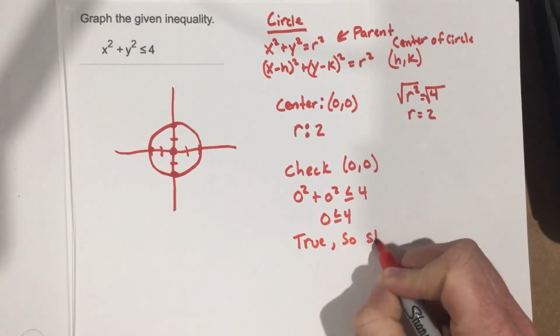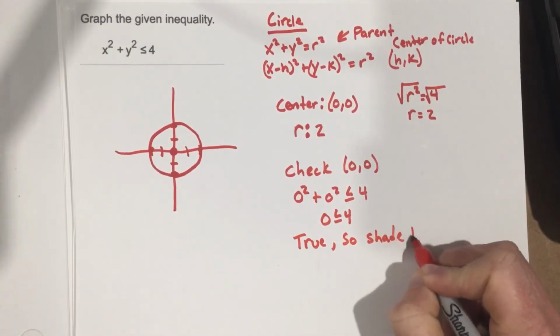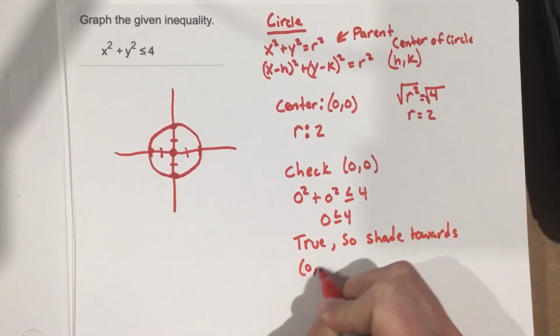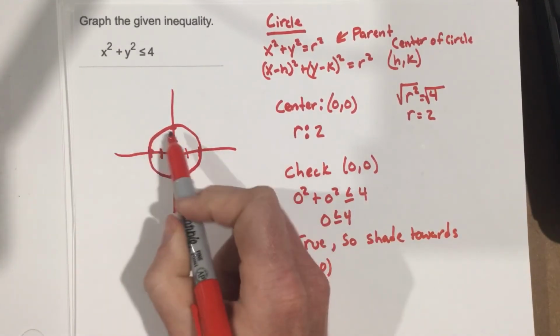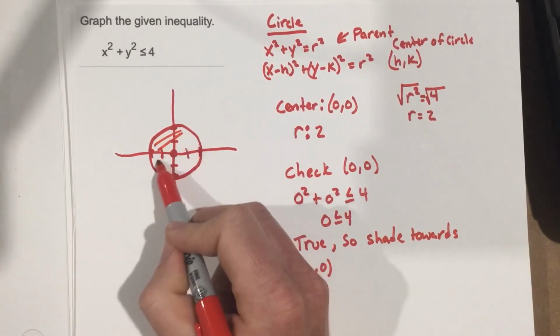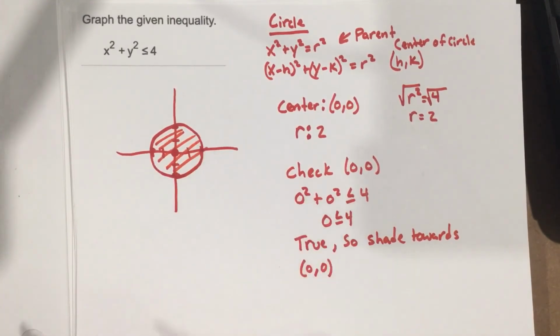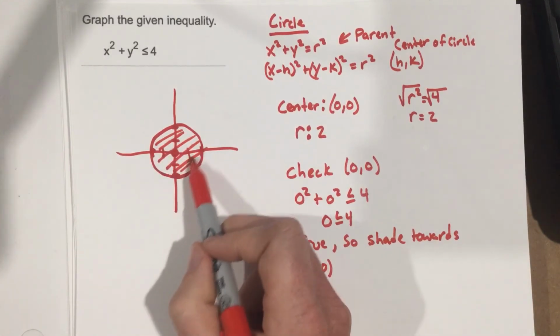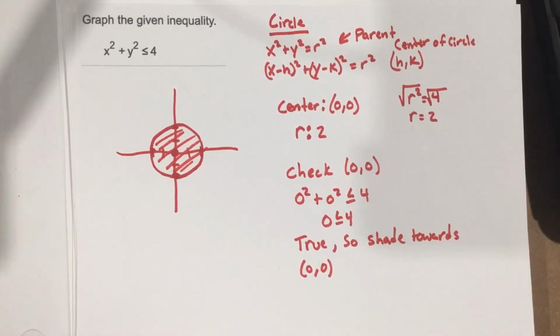So shade towards 0, 0. That means our solutions are going to be, you can point arrows here, or you can just throw in a little shading here. I kind of went outside that on accident, but it's all inside the circle. Hopefully that makes some sense.